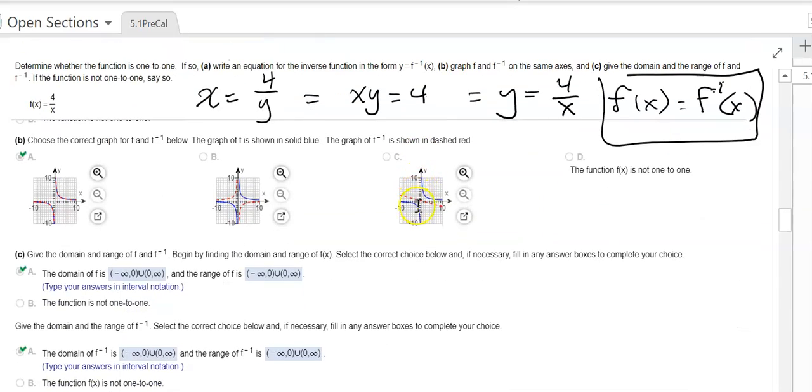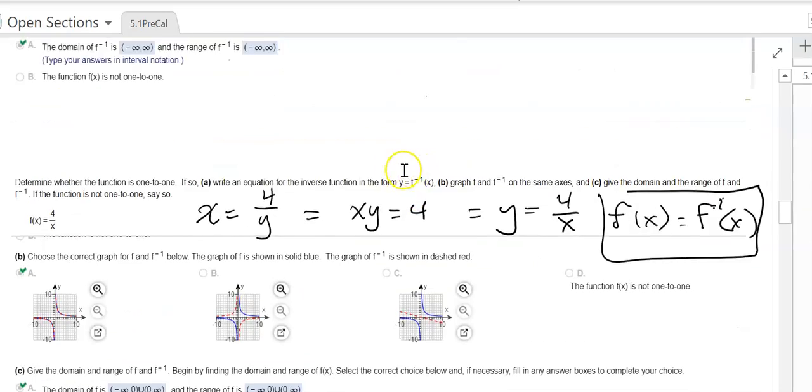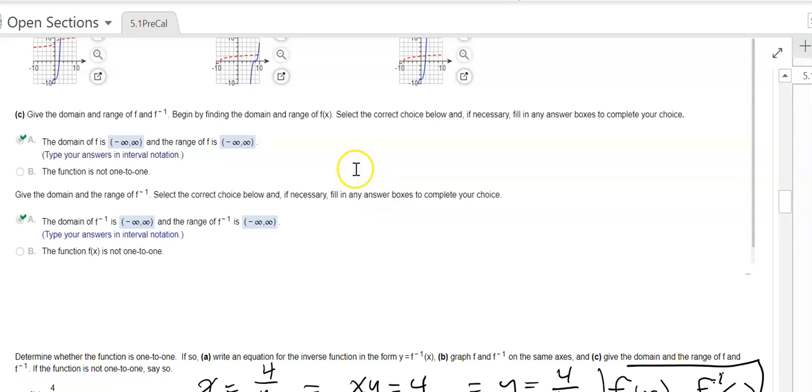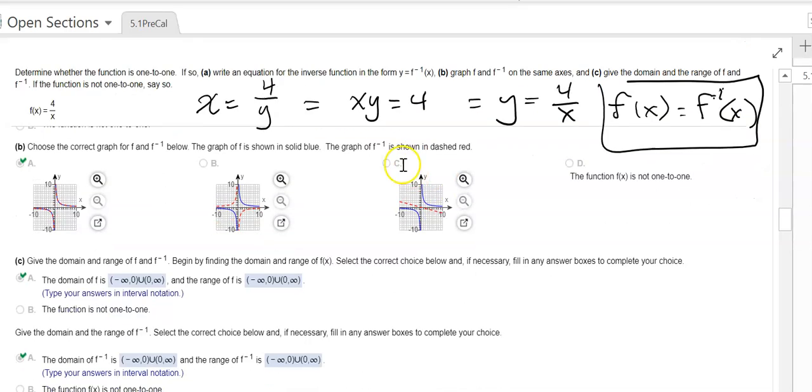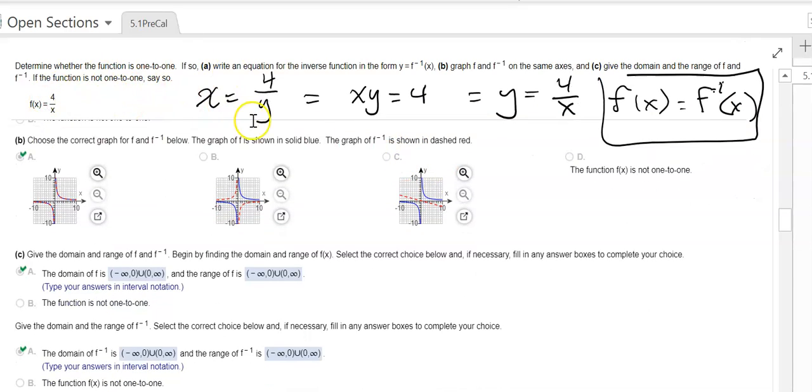And if you're having issues with domain and range, by no means is it always negative infinity to infinity. That's just not the case, as you'll see in this next problem. Here's an instance where we did do that work and we ended up with the same thing. So here's where the function is also equal to its inverse, so it's on top of itself here.